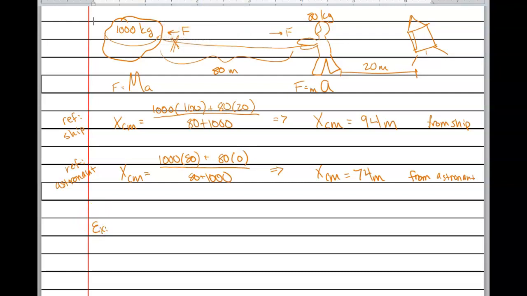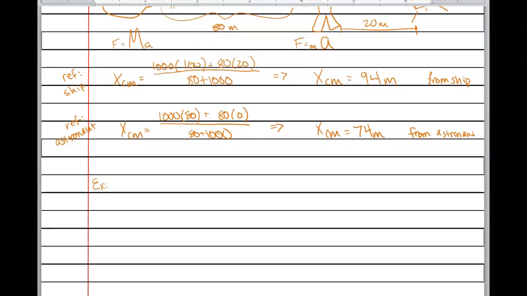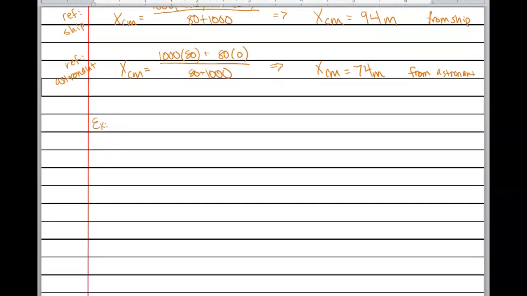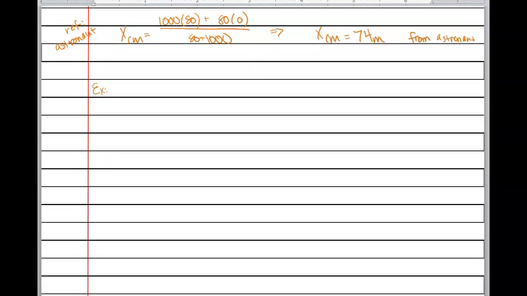There we go. All right, this is going to be the canoe problem. But you see these a lot with center of mass. So we'll write it out. So we have a person in a canoe.